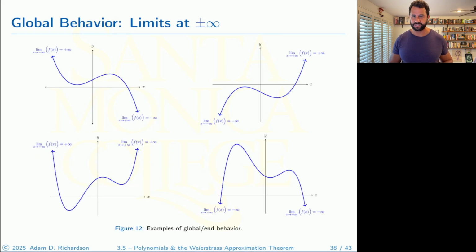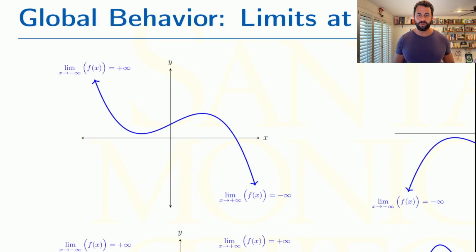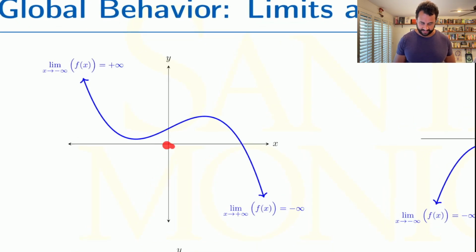Let's look at a couple of polynomials here. Let me do this one first. Here's an example of a polynomial, and what you can see is that as x goes to negative infinity, the outputs, f of x, are going to positive infinity. This is the way we write that: the limit as x goes to negative infinity of f of x is positive infinity. And as x goes to positive infinity, f of x goes to negative infinity. This is like the global behavior of these polynomials, the end behavior.